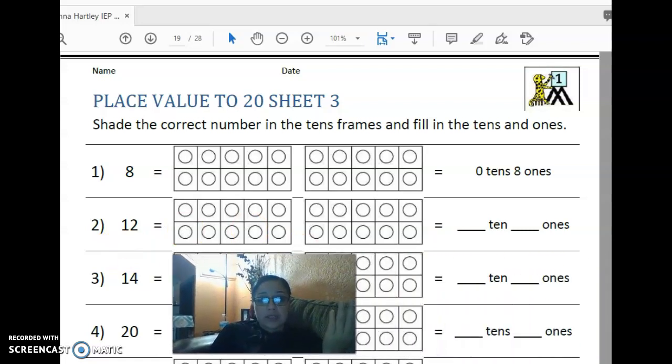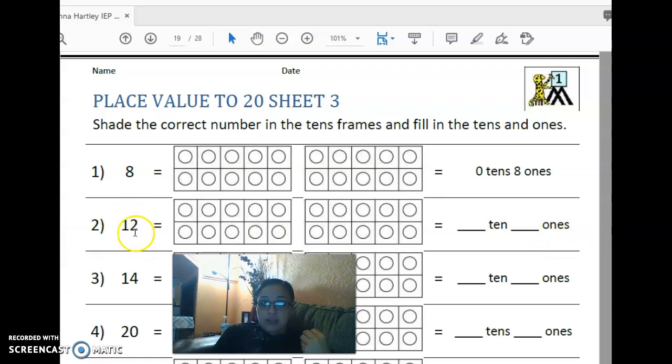So number 2, the number is 12. How many dots are you going to color? 12. Now they want you to tell me which one goes in the tens place and which one goes in the ones. So remember, this first number is always your ones. If it stands alone, it is a 1. So this is the ones place and this is the tens place.